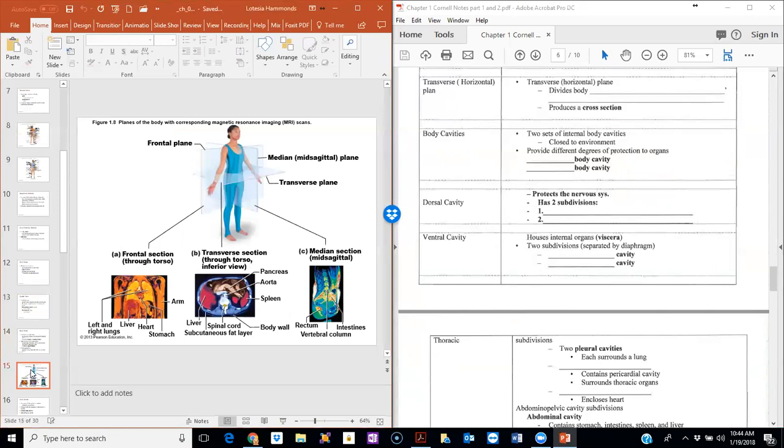All right, so this slide shows you each one of the planes, the frontal, median, and transverse. Again, you will see this diagram again, definitely in lab, possibly on lecture. If that is the case, when I provide you with the exam overview, a copy of this image will be located on there as well. And then below it gives you, I want to say, MRI scans of each one of the planes as far as what portion of the body is seen.